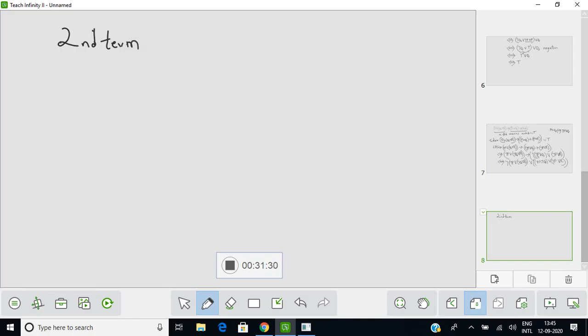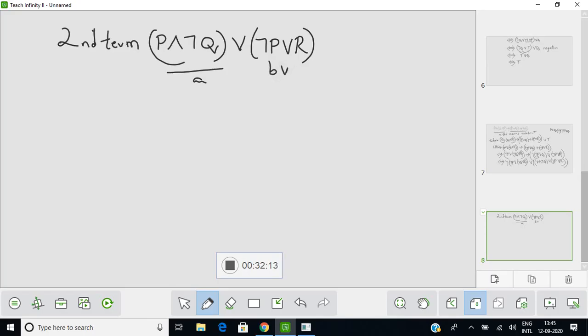What are we having in the second term? We are having P and negation Q, or negation P or R, or negation P or C. If we can reduce anything with this, it is of the form A or B or C. If you take this whole thing as A, and this as B, you are having it in the form A or B or C. So why don't we take it as A or B or C?